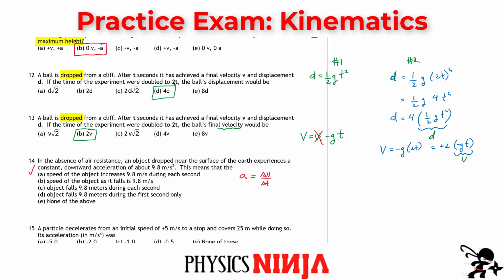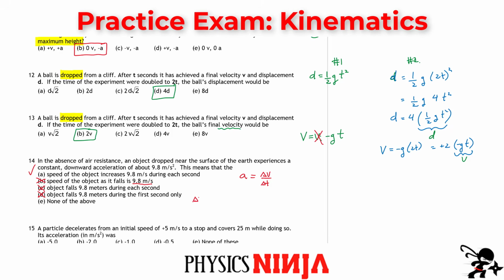Does it mean that the speed of the object as it falls is 9.8? Well, no, this would be a constant speed, and the speed is not constant. Object falls 9.8 meters during each second. Well, it really has nothing to do with that. That might be true for the first second, but it's not true for every other second, because it speeds up as it keeps dropping. Forget about all this stuff. Object falls during the first second only.